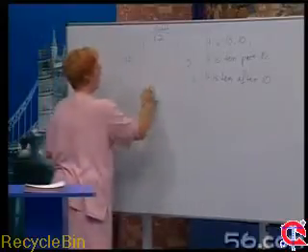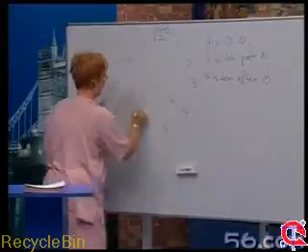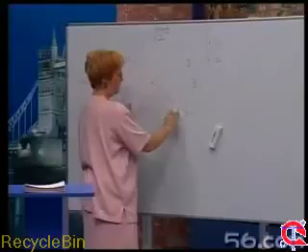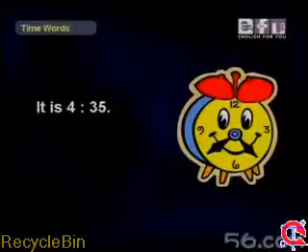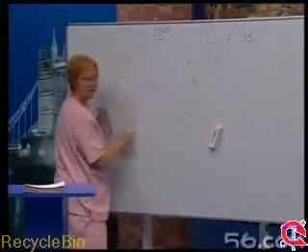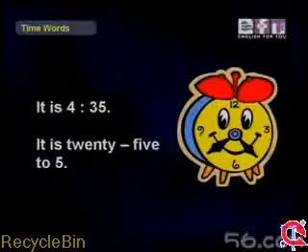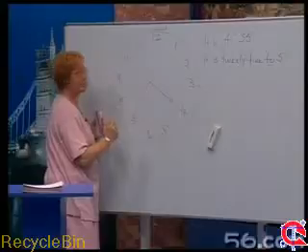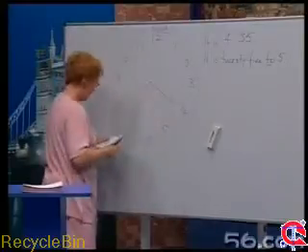Now, here's another one. All right. Now, it is 4. It's the easy one. 4:35. It is 4:35. Now, this one, we're going this way. It is 25 to 5. It is 25 to 5. All right? It is 4:35. It is 25 to 5. Okay?